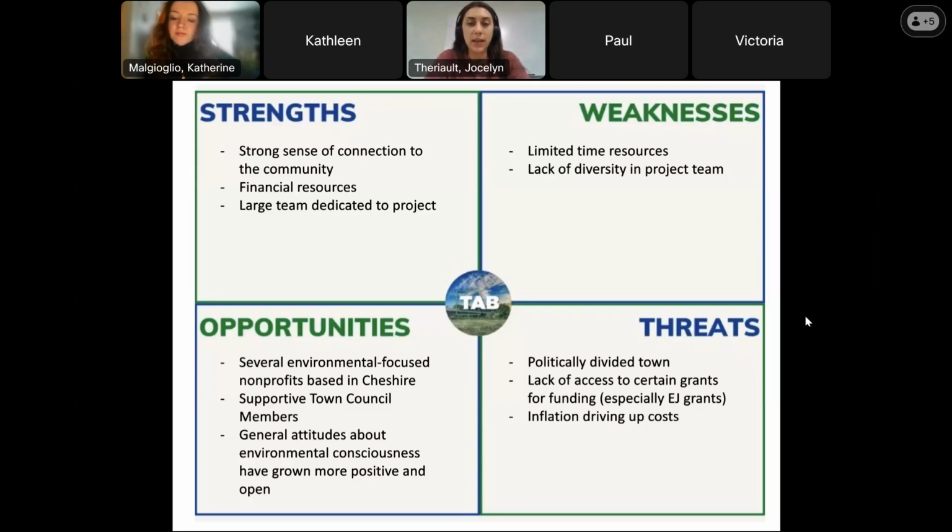And then looking at the wealth that Cheshire holds in comparison to other towns, I think this poses a threat to them accessing financial resources, especially things like environmental justice grants, because Cheshire does not have a great amount of demonstrated environmental injustice. And that, mixed with the inflation that has been driving up a lot of costs for materials and labor, I think both of those things can really pose some financial strain for this project and could potentially limit its success if they don't have access to the money to really make it happen.